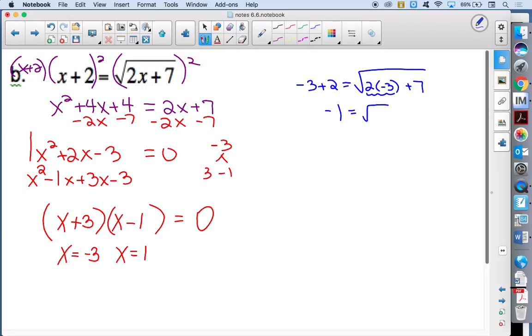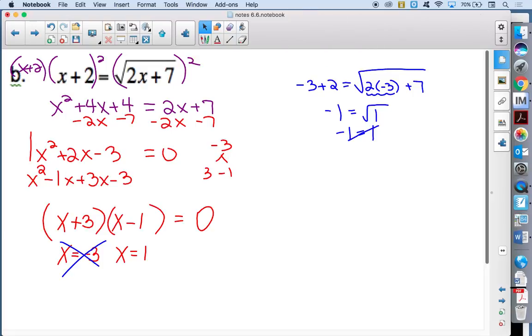So does the negative 1 equal a positive 1, because the square root of 1 is 1? No. So that's not true. That means x can't be negative 3. It's your extraneous solution. It's the fake answer. It's the one you get because you change the problem by squaring it, so you get that extra answer.